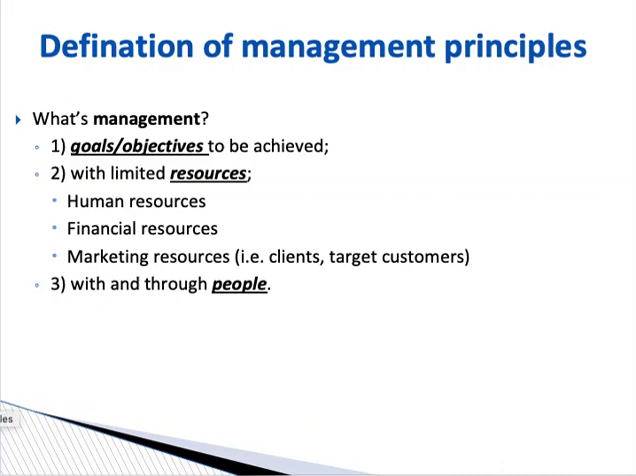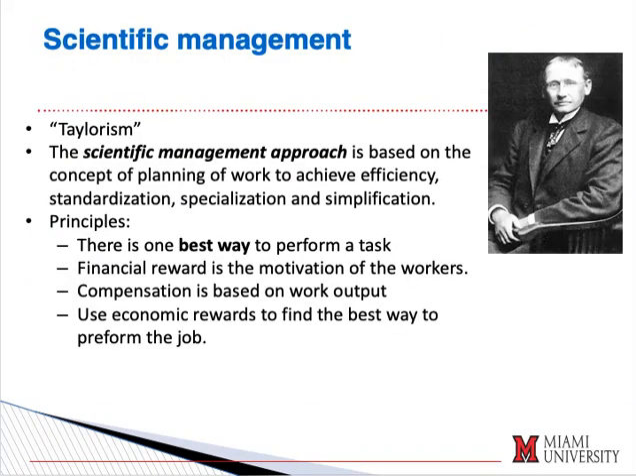As we look at the development of management theories, there are 4 very important theories that we would like to look at today. The first theory is called scientific management. Sometimes we also call it Taylorism. Scientific management was developed by Frederick Taylor in 1911. He published a book called The Principles of Scientific Management, and started to introduce the scientific management approach.